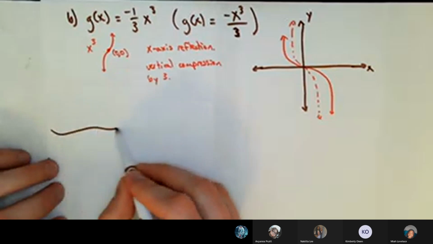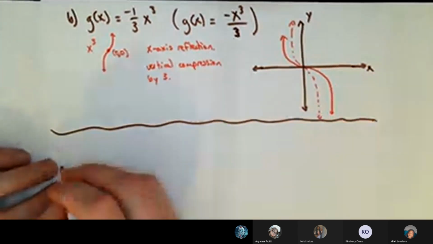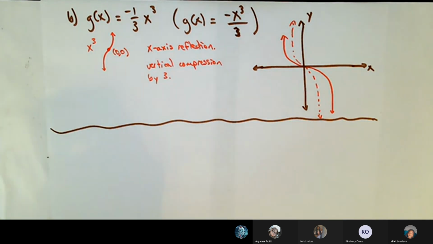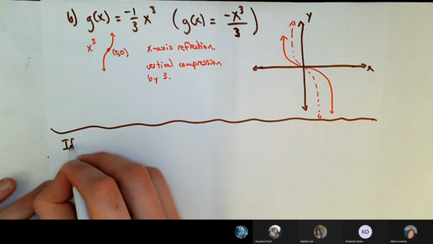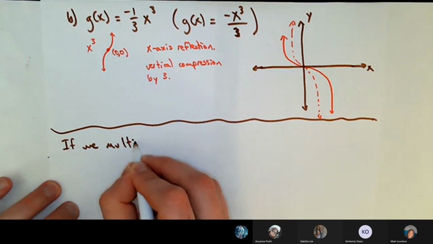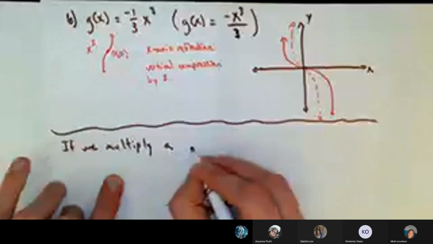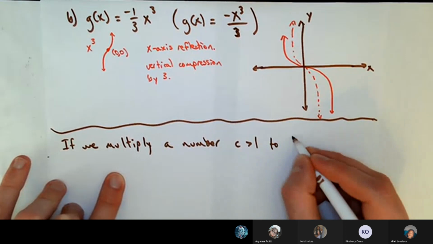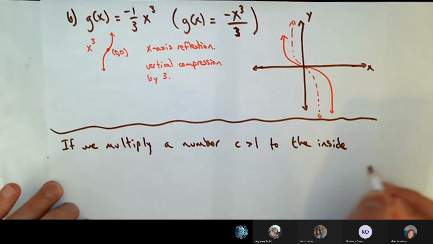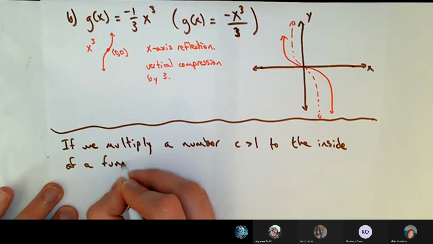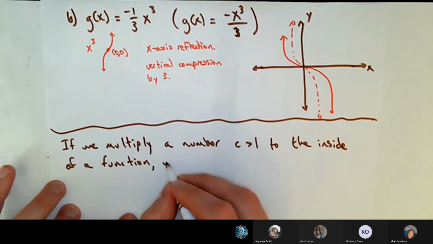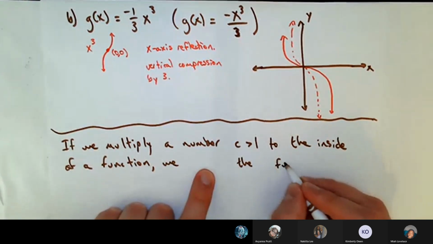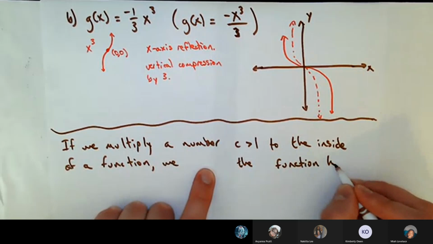So, all right, let's talk about horizontal stretching and shrinking, and let's do that by skipping the construction and jumping straight to the rules, just to save time. We're going to contrast these to the rules for vertical stretching. If we multiply a number greater than 1 to the inside of a function, we blank the function horizontally.